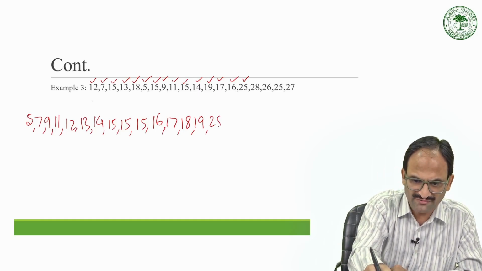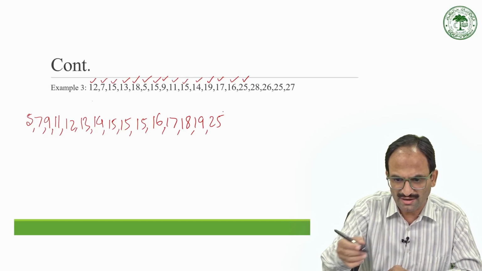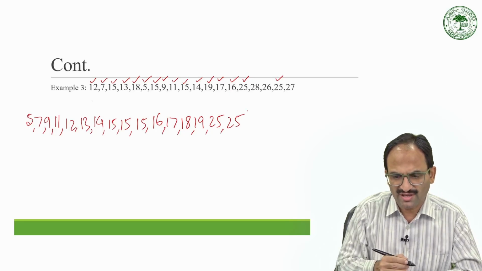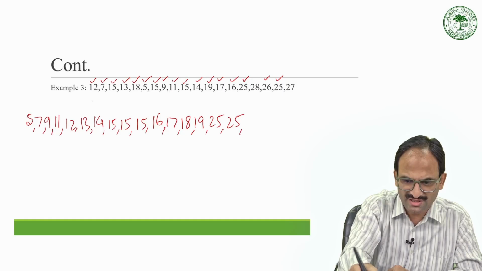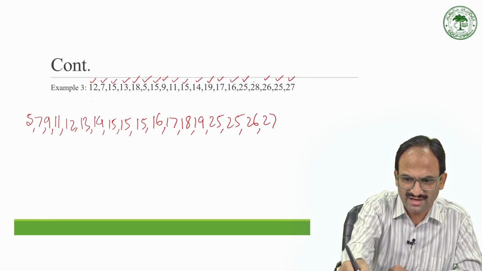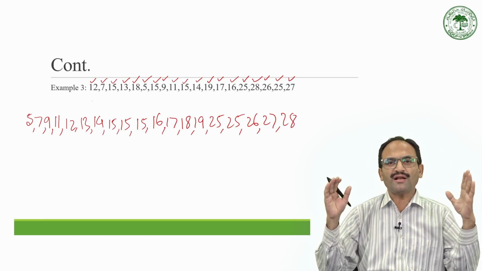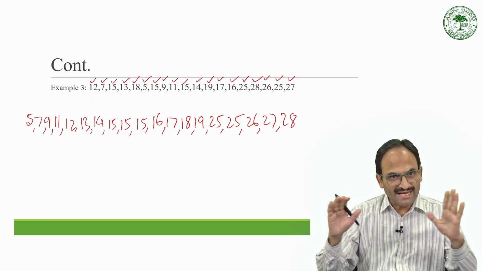So it is 25, again only once. No, it is twice. So you write once more 25. Then another number is 26. You write 26. Another number is 27. You write 27. And the highest number definitely is 28. So you write 28. Now remember, in total there were 19 numbers.